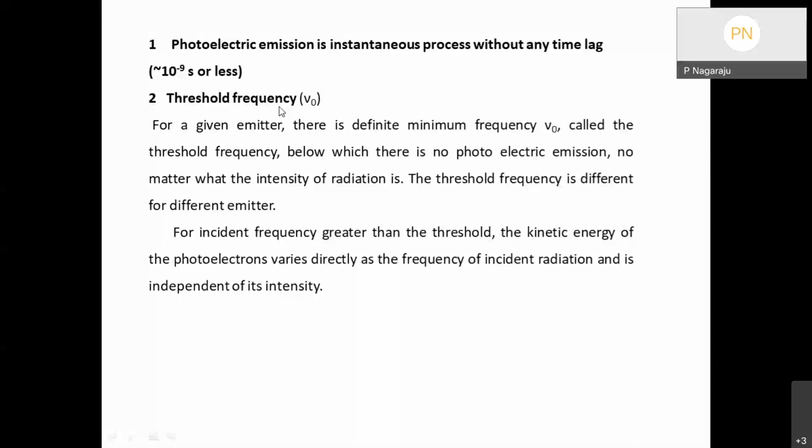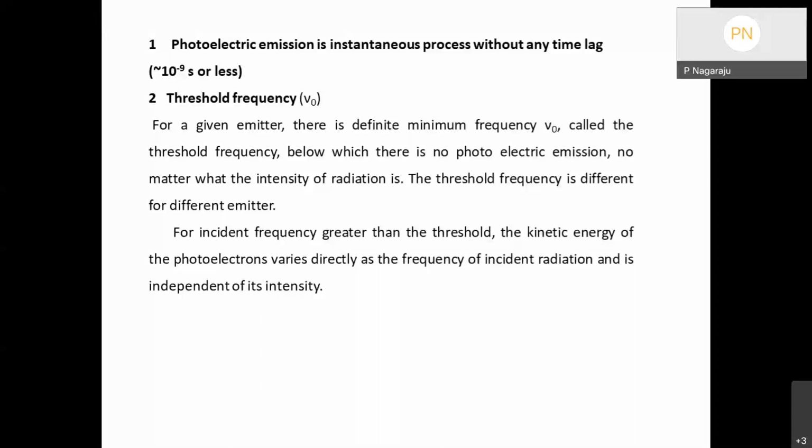And we should know about the threshold frequency. For a given emitter, there is a definite minimum frequency nu naught, called the threshold frequency, below which there is no photoelectric emission, and the photoelectric effect takes place only when the frequency of radiation is greater than the threshold frequency. The threshold frequency is different for different emitters. It doesn't mean that the frequency is the same for all cathodes or for all emitters. It depends on the material.